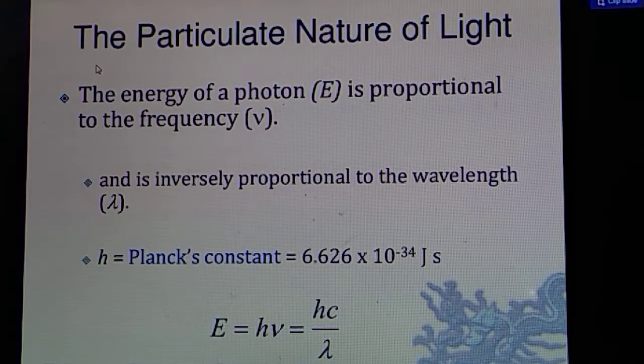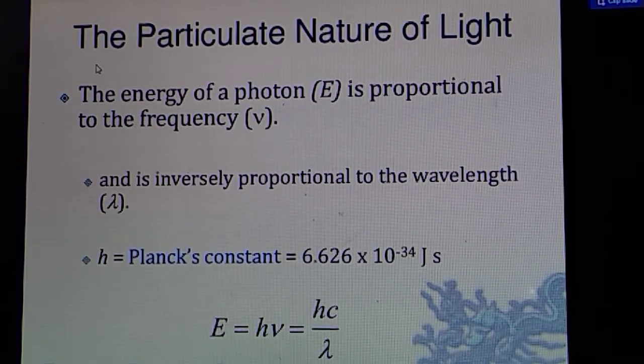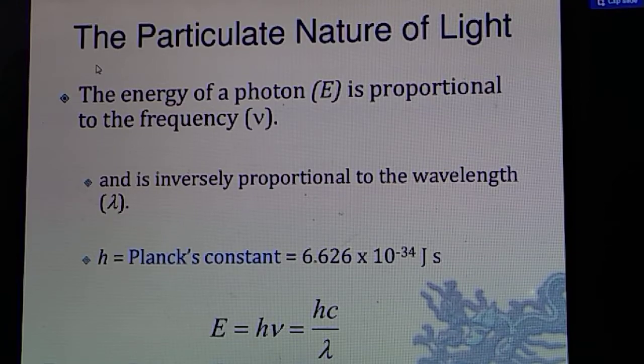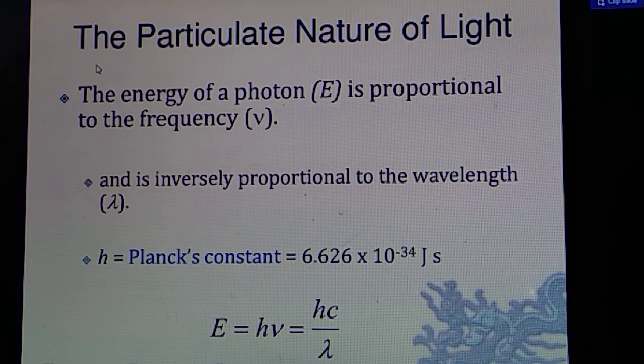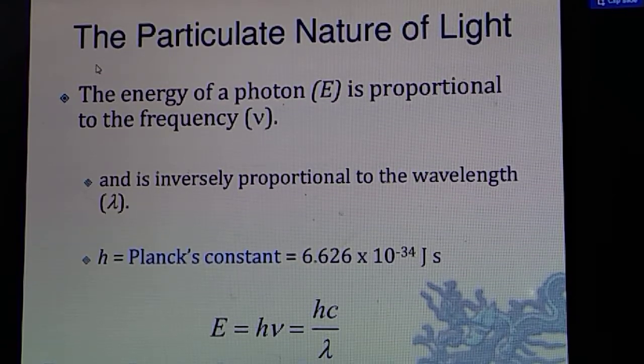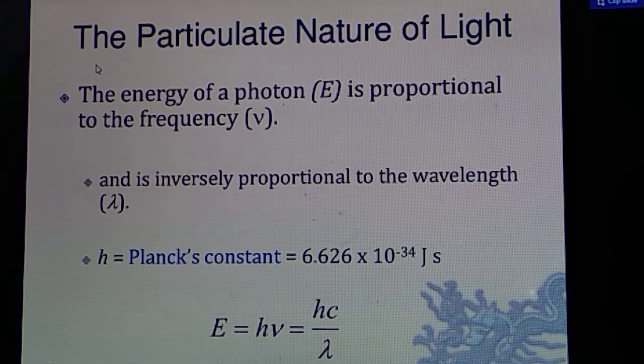And the particle nature of light. The energy of a photon is proportional to the frequency and inversely proportional to the wavelength, that is, E equals h into nu, that is h into c by lambda. The wave character is c equals lambda into nu, and the particle nature is h into nu and h into c by lambda. So these are the mathematical expressions for the particle nature of light.